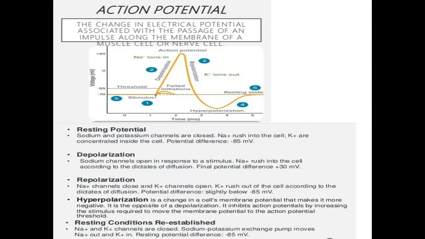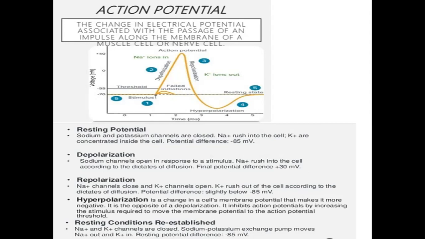Next, repolarization state. In this state, sodium channels close and potassium channels will be open. Potassium ion rushed out of the cell according to the dictates of diffusion. Potential difference goes slightly below, where the potential difference will be minus 85 millivolt.